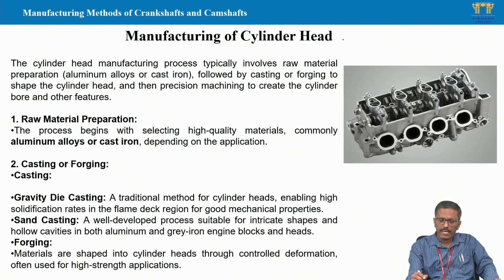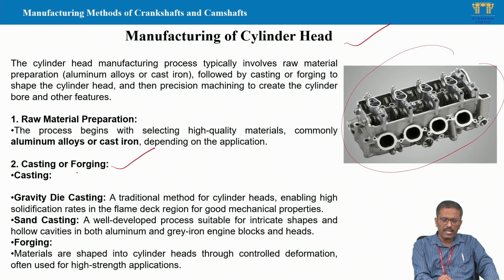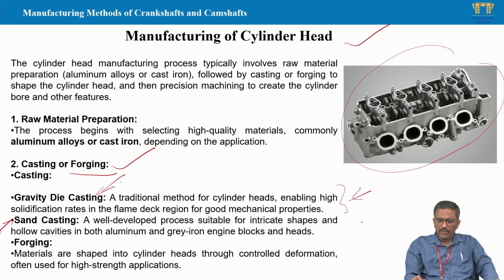And the next important component is the cylinder head. The cylinder head is placed on the top of the engine, and this part is mostly manufactured with the casting process, and very rarely we use the forging process. Here the casting process we use is die casting. If not, we use sand casting, but the die casting process will give good surface finish and good mechanical properties, whereas a sand casting process requires further finishing.